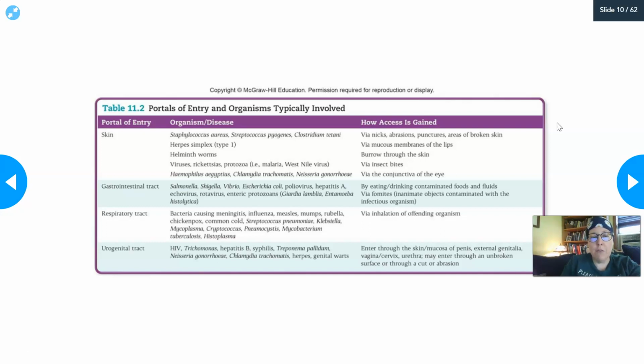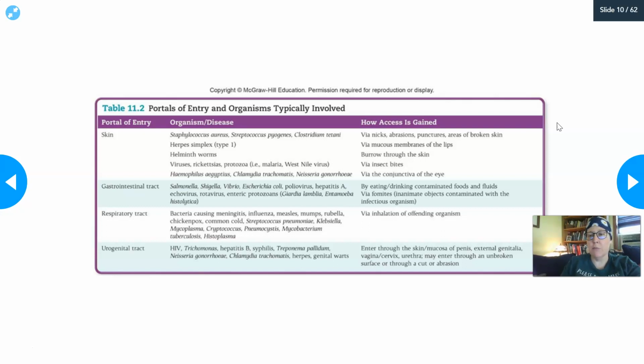And Haemophilus aegyptius, Chlamydia trachomatis, and Neisseria gonorrhoeae can enter through the conjunctiva of the eye. Helminth worms burrow through the skin. And of course, staph would enter through nicks and lacerations, abrasions, punctures, any broken skin. Staph, strep, and Clostridium tetani can all enter through there.